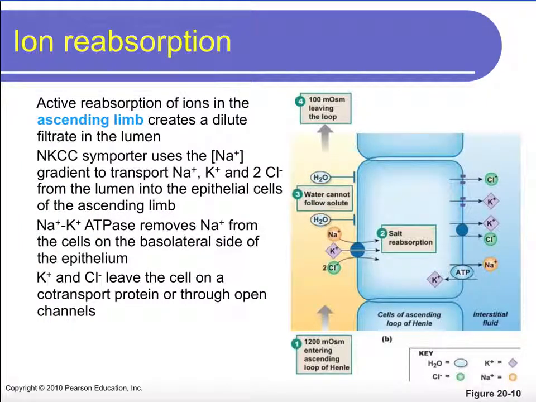So remember, in the ascending limb, we only reabsorb solutes, and the solutes we reabsorb are sodium, potassium, and chloride. And it's actually a symporter called NKCC. So N for sodium, K for potassium, and CC because it's two chlorides.